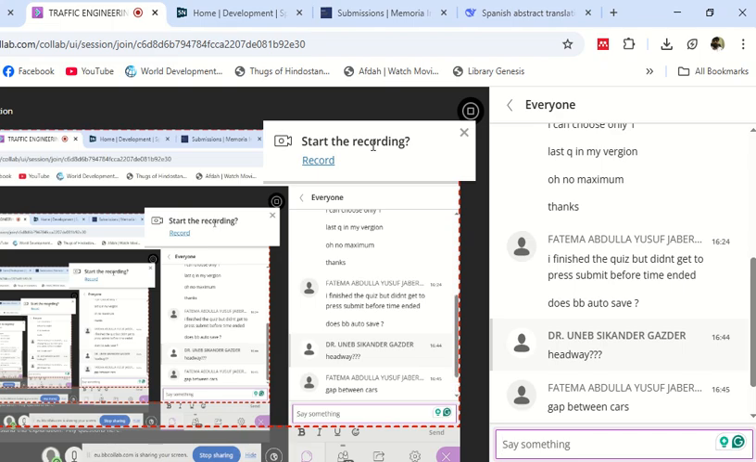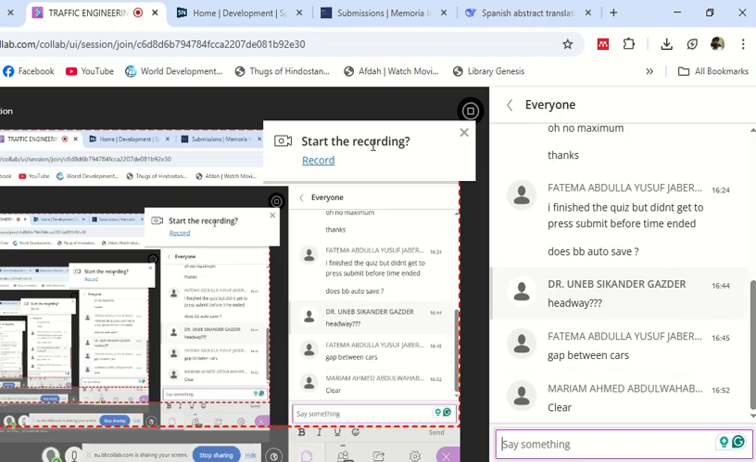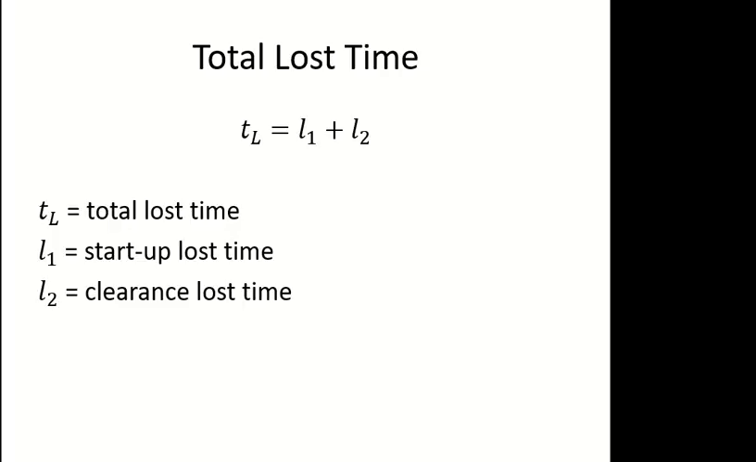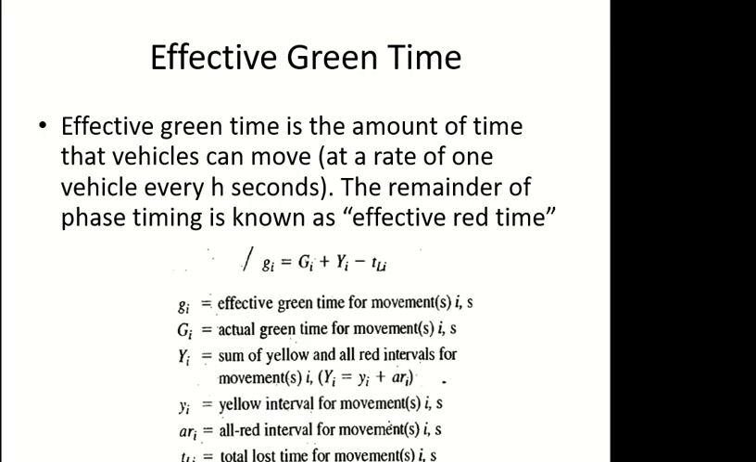Okay, startup loss time, clearance loss time, clear? Now if you take the total phase time of the signal of any movement, what will you take? Green, yellow or red, you will add them together. This will be the phase time of one movement. Now from this phase time you subtract the loss time, and I told you loss times are two, startup and clearance. You subtract these two loss times, you will get a time which is called effective green time.